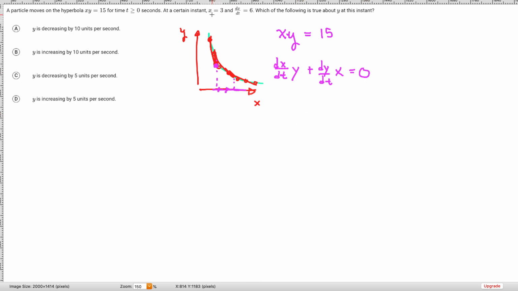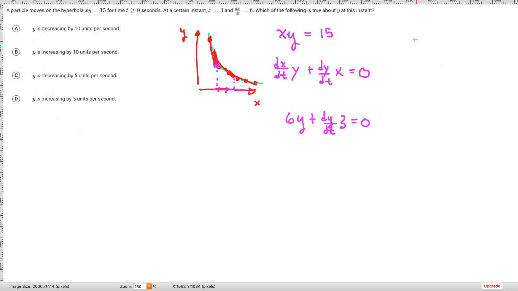And now you're given added information. You're given that x is 3 and dx/dt is 6. So you have y plus dy/dt, dx/dt is 6, plus y plus dy/dt you don't know, and then x is 3, equals 0. Now, if you notice, it's asking us what is true about y at this instant. It's asking whether y is decreasing or increasing. Which one is the correct answer?